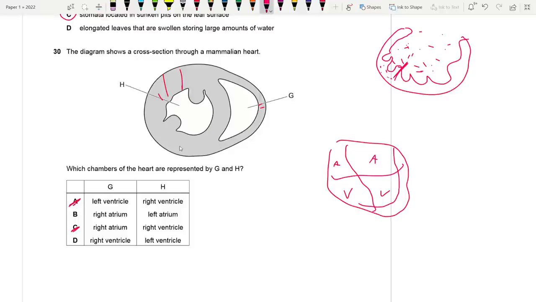Now, are we seeing the cross section of the atria or the ventricles? This is the most important part. That's why I crossed out B, because this is clearly not the atrium. This is clearly the ventricle. Okay. How am I so sure? Check this. Basically, if you looked at the atria, you would see the valves.